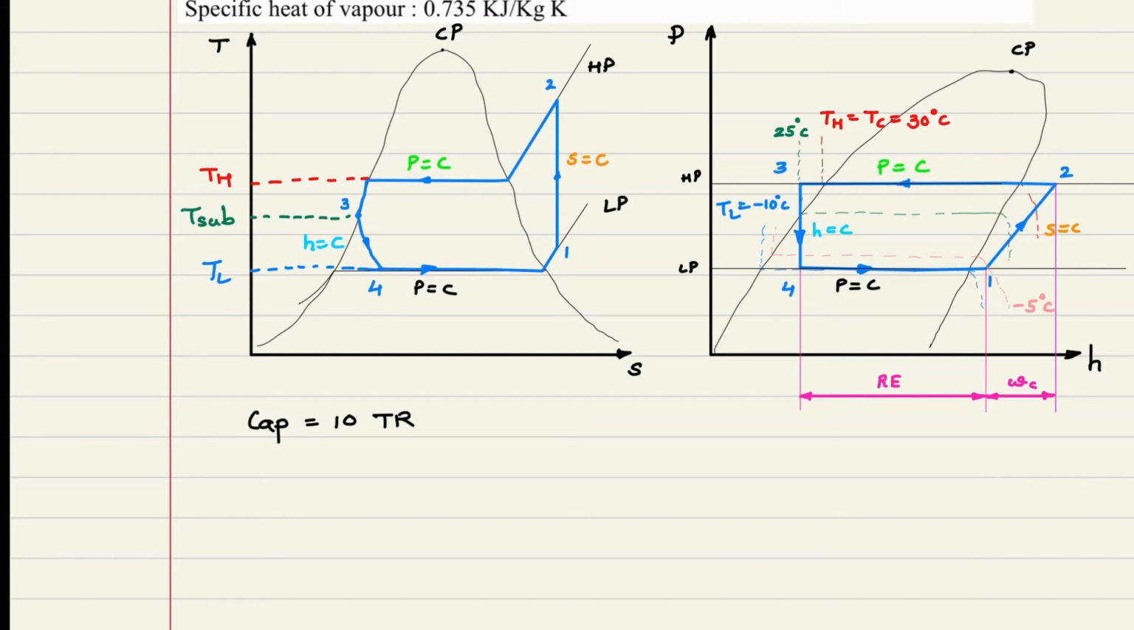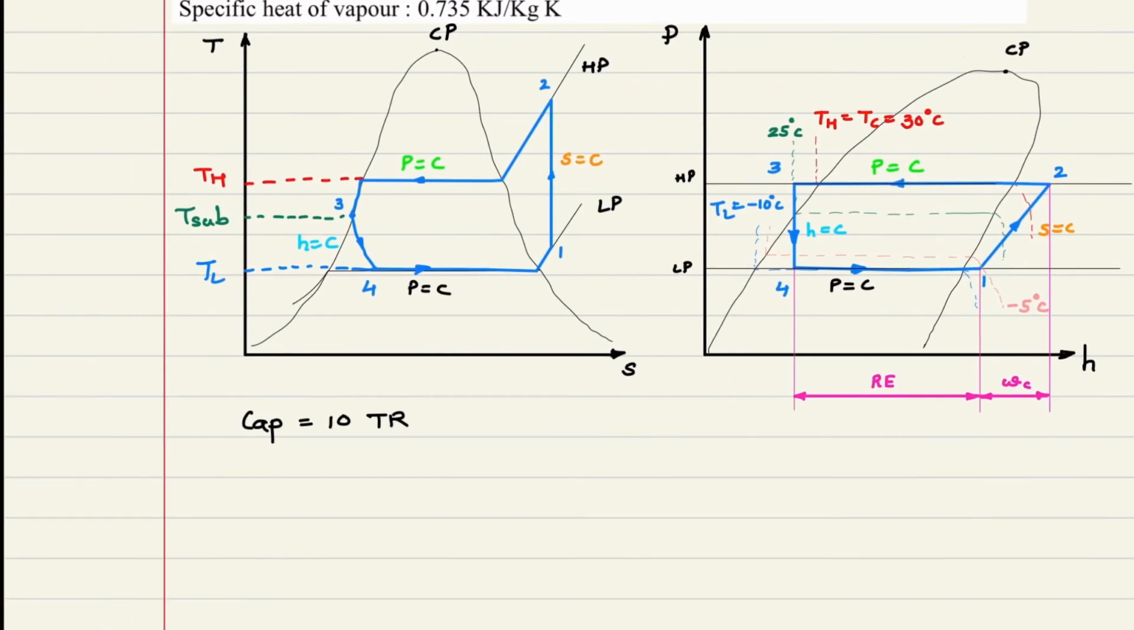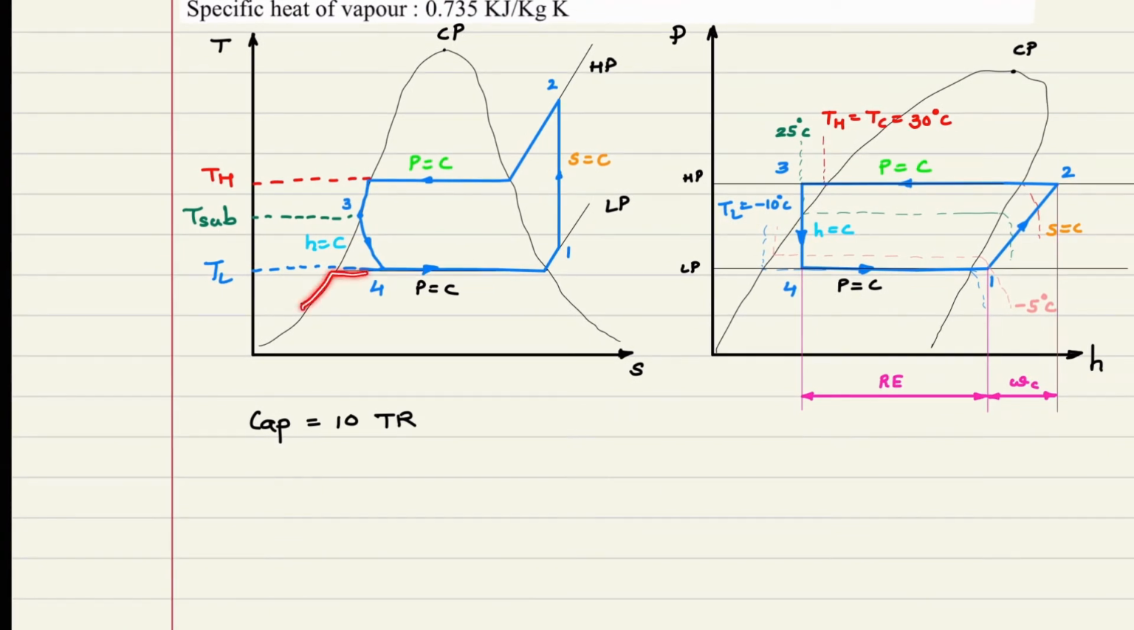If point number 1 is superheated, point number 2 will also be in the superheated region. So 1 to 2 is isentropic compression, 2 to 3 is constant pressure heat rejection, 3 to 4 is isenthalpic expansion, and 4 to 1 is constant pressure heat absorption in the evaporator. Now the same thing has been shown over here. Point 1 is in the superheated region, so this is the nature of the constant pressure curve like this.